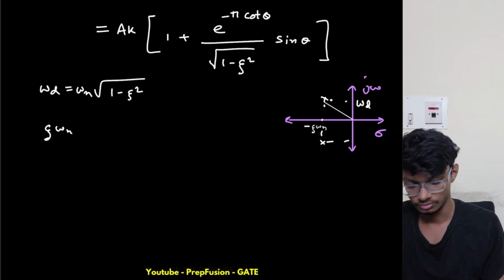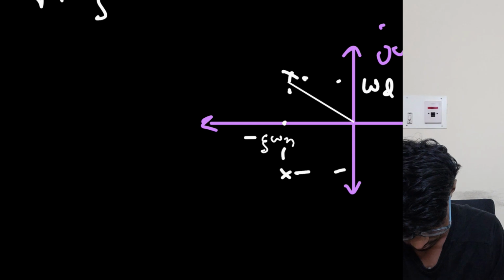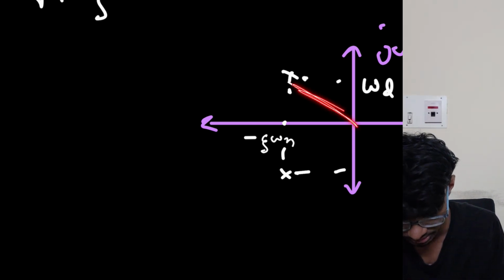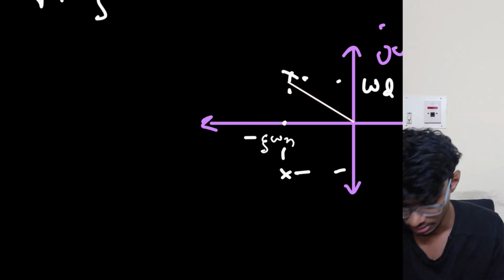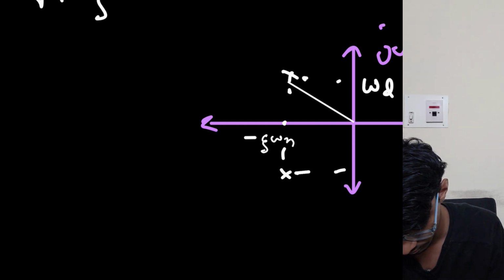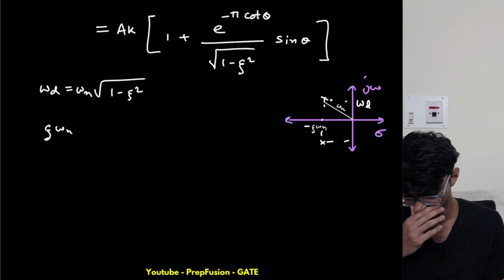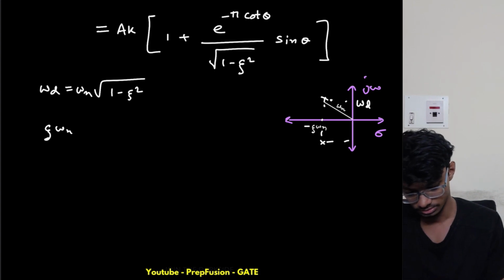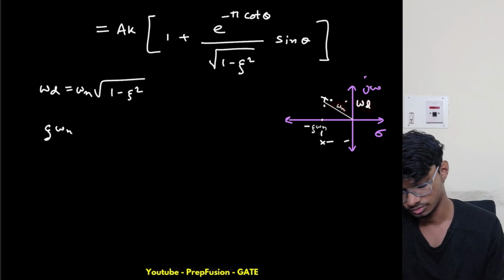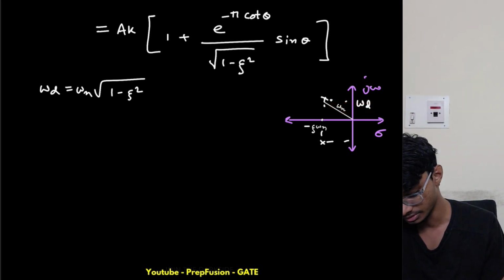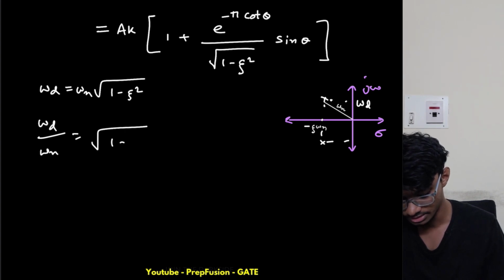But what is this one? This length is omega n, right? This is a circle, right? So this length will be omega n only. Okay, so I can take the ratio, omega d by omega n. So what will I get? I'll get this ratio, right? Omega d by omega n, and this will be equal to under root 1 minus zeta square, right?